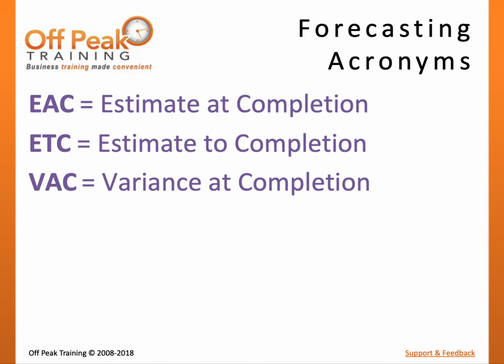VAC stands for Variance at Completion, representing how much over or under budget we anticipate being when all of the project work is complete. For a project that is exactly on budget, the VAC will be 0. However, a project suffering from cost overruns will have a negative VAC, while a project with good cost performance will have a positive VAC.